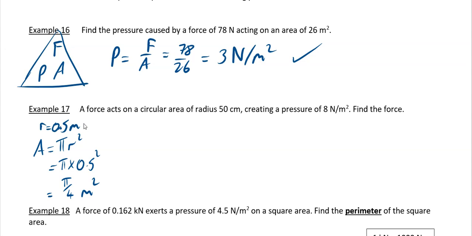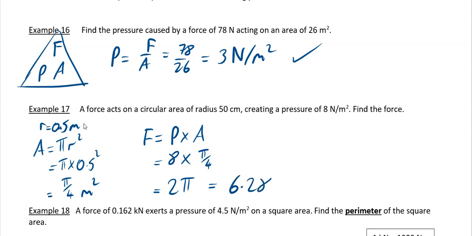We can still see our wee memory triangle up above, so we'll not bother to write it again. Force is what we're looking for, and it is equal to P times A. So in this case, it's going to be 8. Our pressure was 8. And our area, we've just worked it out to be pi over 4. Do that on your calculator now, please, and see what you get. You should get a perfect answer of 2 pi, which works out to 6.28 newtons, and that was to 2 decimal places.